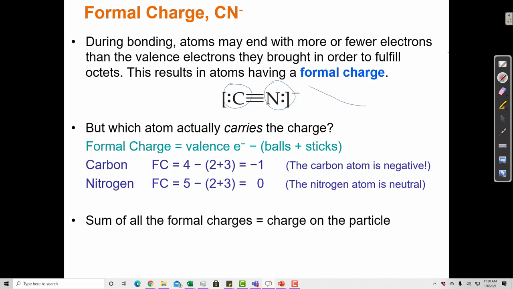So now I can draw a more precise structure by drawing it like this, C, N, and I don't have to have the brackets anymore. I can put the negative charge right on the carbon and say the negative charge is on carbon. I know which atom it's on. It doesn't have to hang out here ambiguously. It's on carbon. Nitrogen is neutral. Carbon has a negative 1 charge.